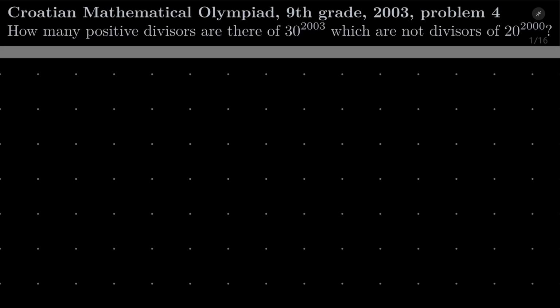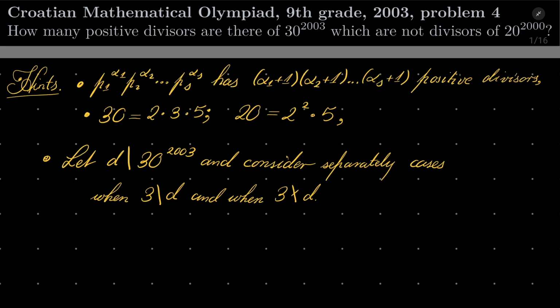Hello friends, in this video I'd like to solve the following problem from the Croatian Mathematical Olympiad, 9th grade 2003, problem number 4 from combinatorics. How many positive divisors are there of 30 to the power 2003 which are not divisors of 20 to the power 2000? Nice problem from combinatorics. Here are my solutions. Here are my hints.